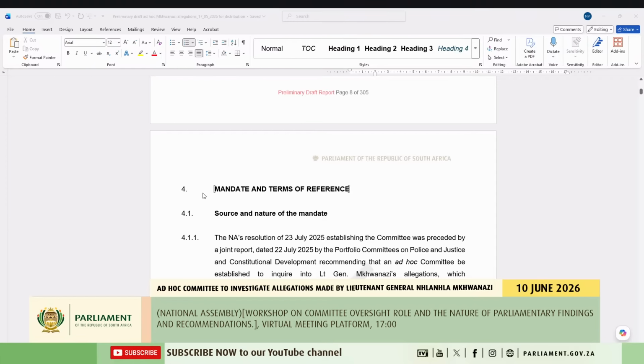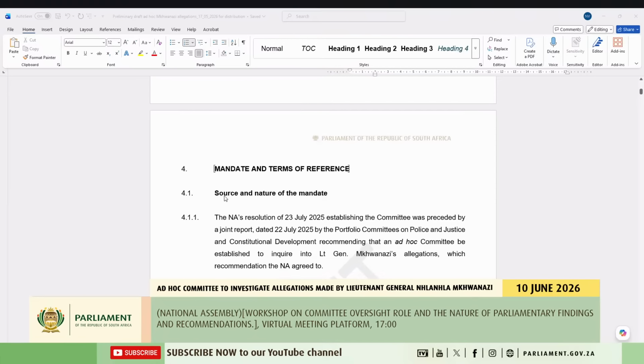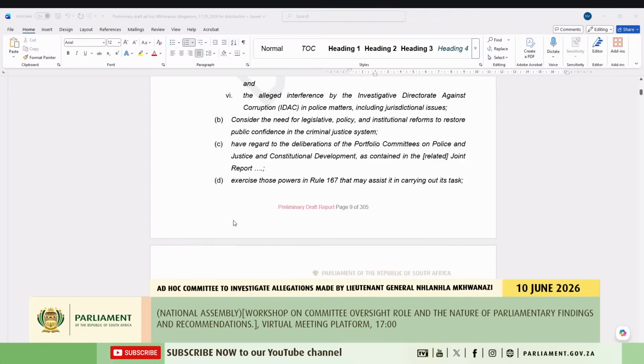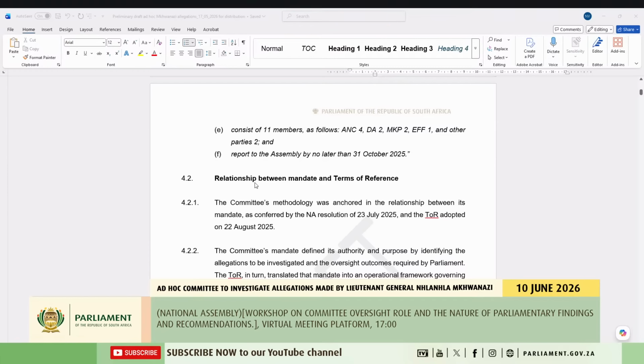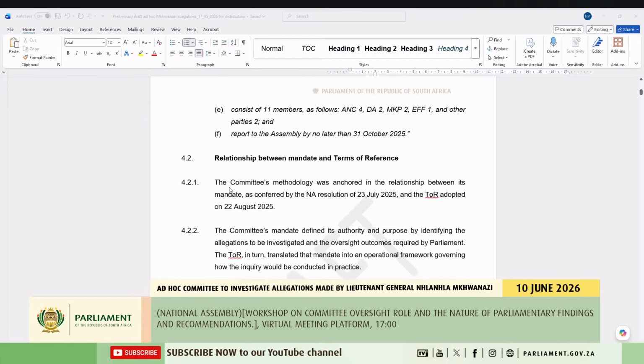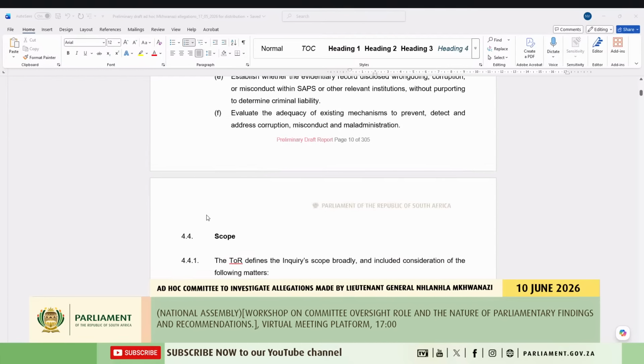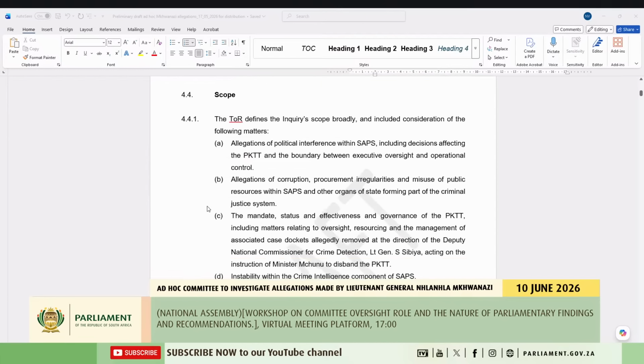Section 4 deals with the mandate and terms of reference, and the members are very familiar with the content of our terms of reference. So I'm just going to scroll very quickly past it. And then we have here the relationship between the mandate of the committee and the terms of reference. We are also giving the objectives as contained in the terms of reference, and then also the scope of the inquiry.